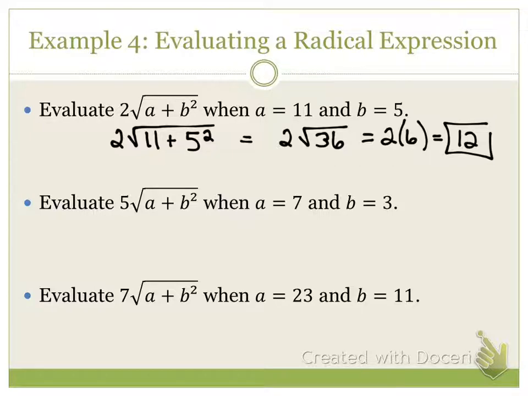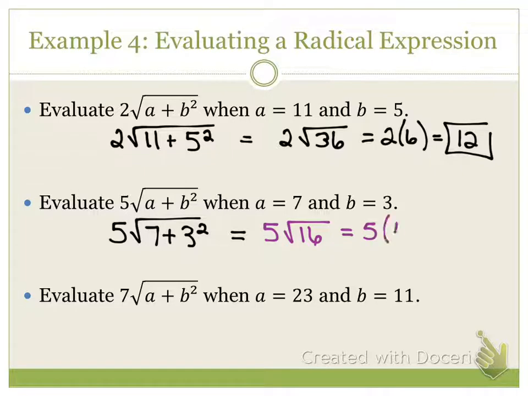All right, first things first, substitution. 5 times the square root of 7 plus 3 squared. So what do we do first? Change it to 16, yes, because 3 squared is 9 and 9 plus 7 is 16. So 5 times the square root of 16. And what is the square root of 16? 4. So 5 times 4 is 20. Who got 20? All right, very good.